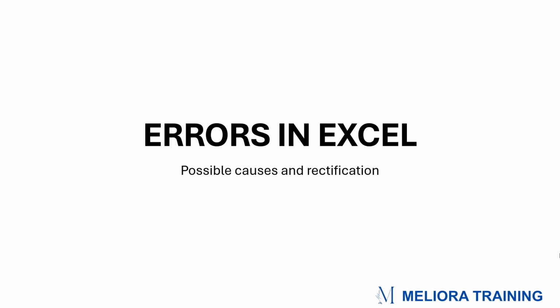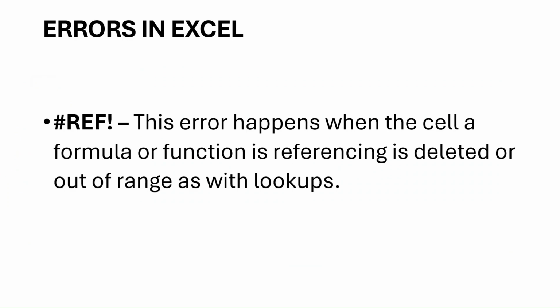Welcome back. In today's lecture, we're going to be looking at the errors in Microsoft Excel, their possible causes, and the rectification. There is a provided Excel file in the resources that you can download to follow along as we go through each error. So, first error is REF. The REF error typically happens when a cell a formula or function is referencing is deleted or out of range, as with lookups, which you are going to see.